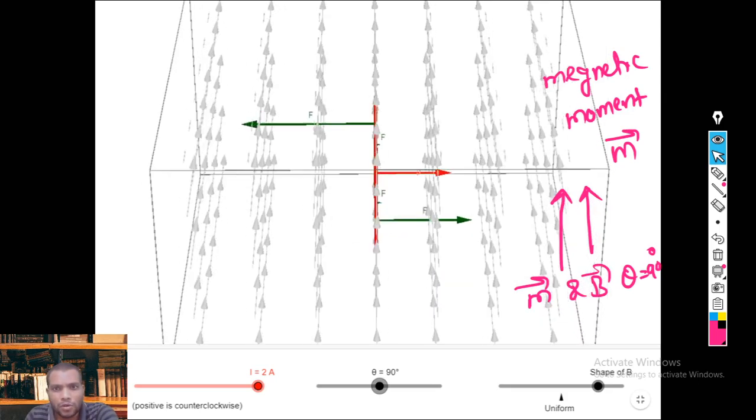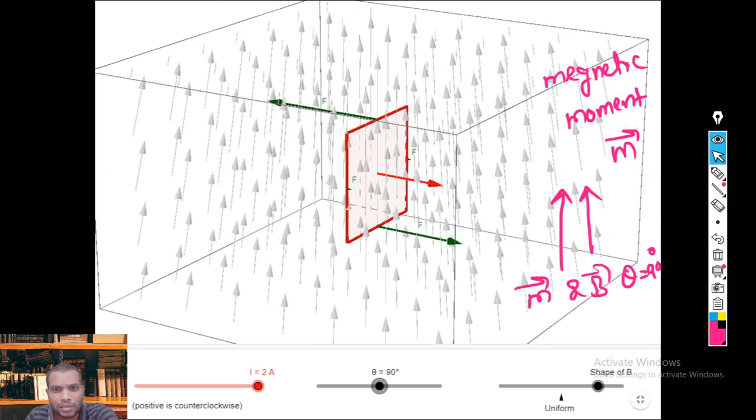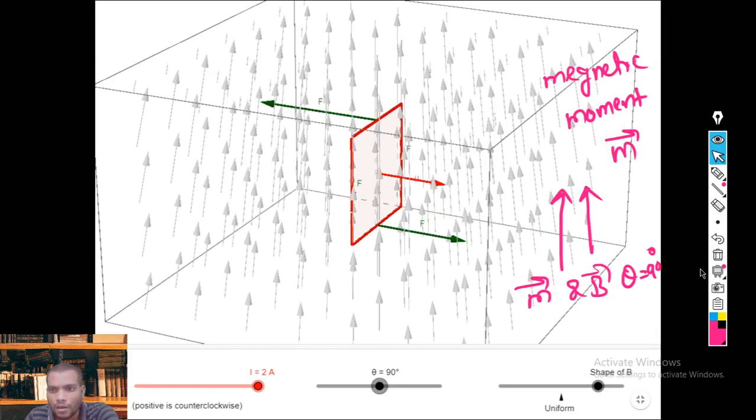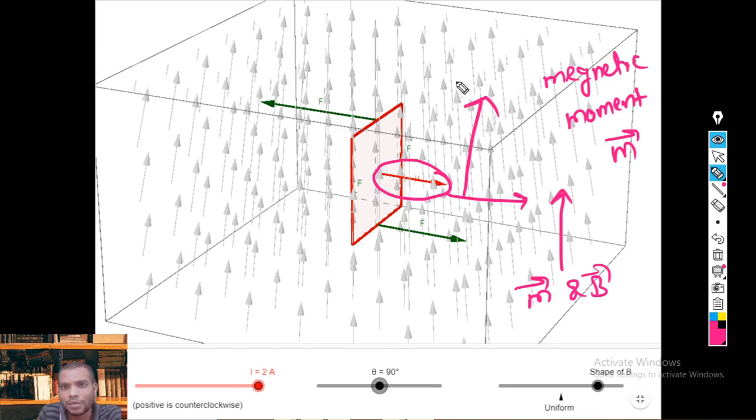Now the net force causes the rotation. If I bring it back to the original situation, yes, this is the original situation. In this case, the magnetic moment vector m bar is perpendicular. The red vector is the magnetic moment vector, m bar, along this direction, and the magnetic field b bar is in the perpendicular direction. So b bar is perpendicular to m bar. Here theta equals how much? 90 degrees.